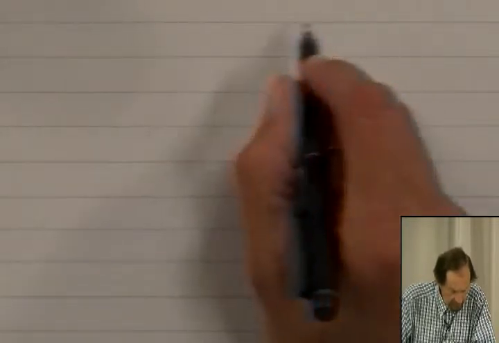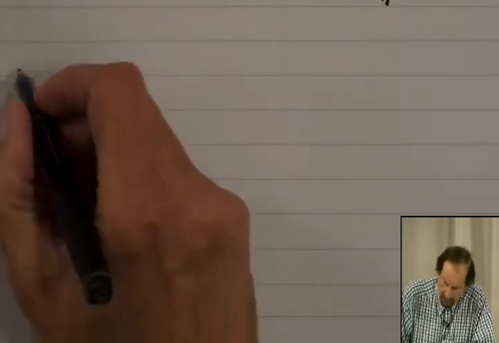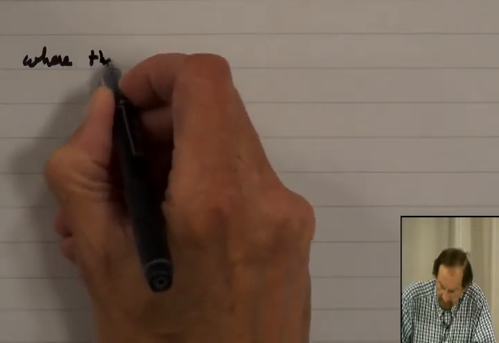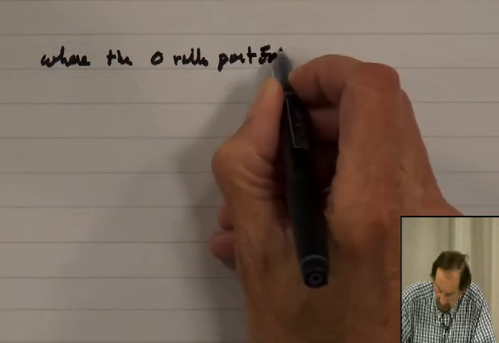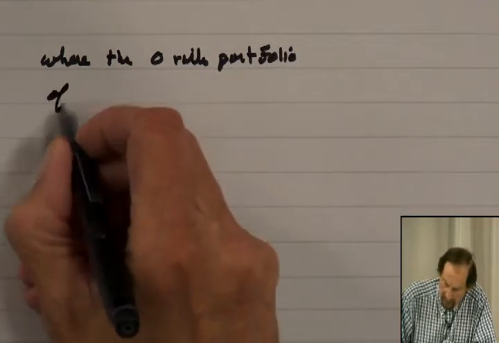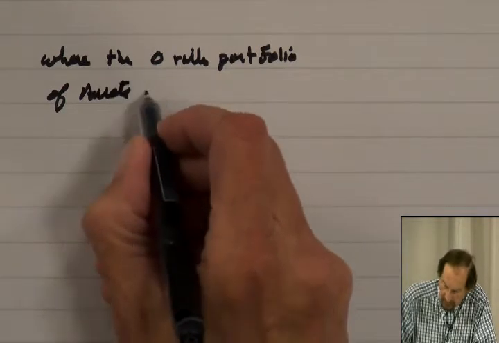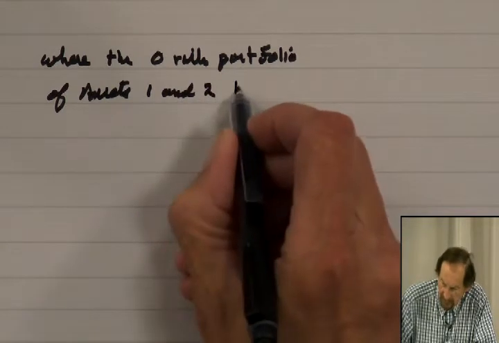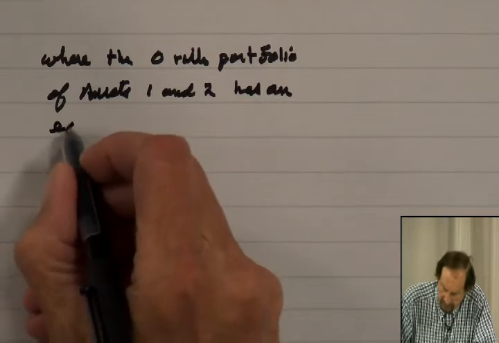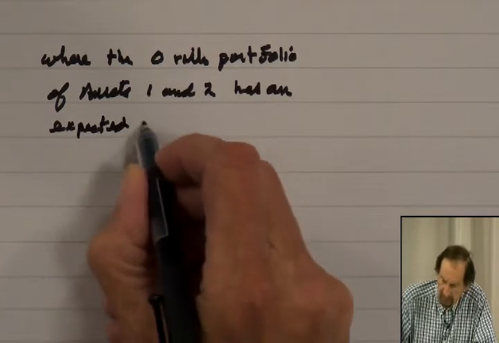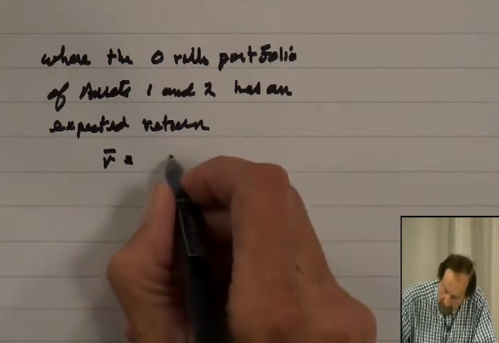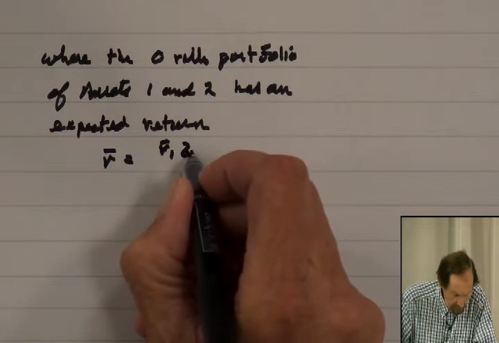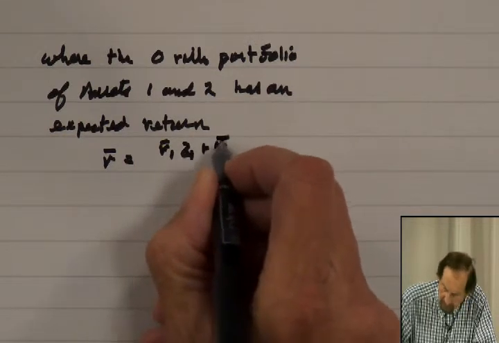Why don't we write this down here? Where the zero risk portfolio of assets 1 and 2 has an expected return R bar equals R bar 1 sigma 1 plus R bar 2 sigma 2.